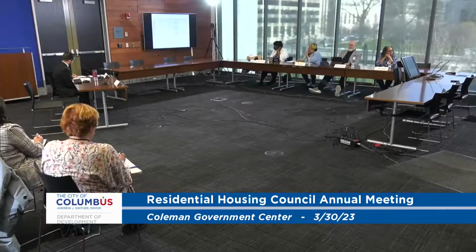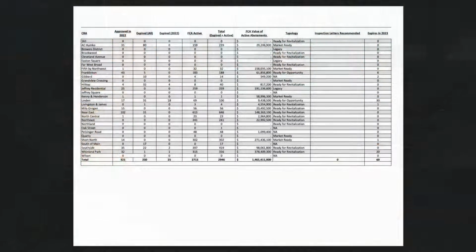And if you look with greater detail as to which CRAs are seeing more activity than others, you'll notice that Weinland Park is the highest abated CRA at about $378 million. Not too far behind that is Short North at $271 million. You'll see Fifth by Northwest, 158, and you'll see a bunch of them that have zero because they are newer CRAs. You'll see 161 has 0. You'll see Cleveland Avenue has 0. So these are CRAs that are pretty recent, and that's why you see no data there.